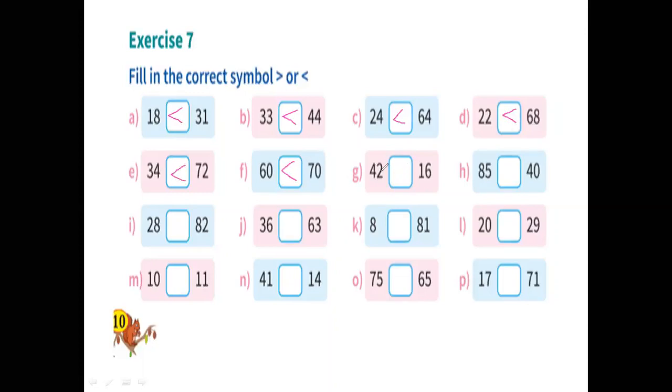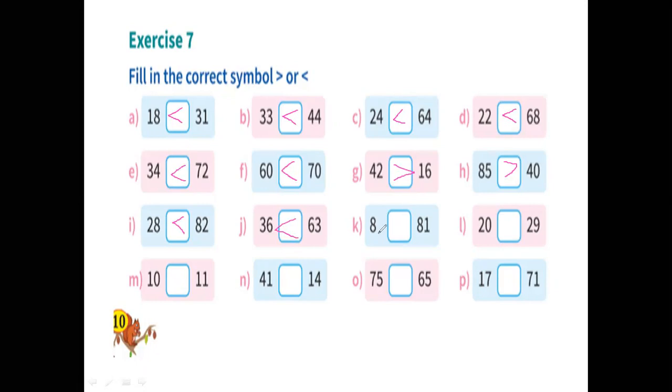Okay. Here see 42, 16. Here the tens place has 4. Here it is 1. So 42 is greater. Again 85, 40. Which is greater? 85 is greater. 28 or 82? 82 is greater. 36 or 63? 63 is greater.